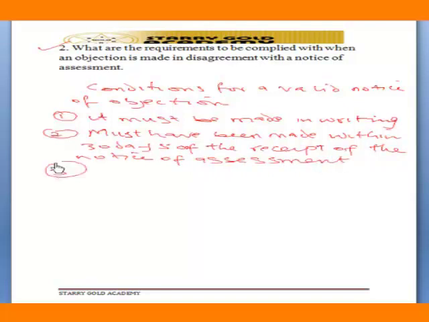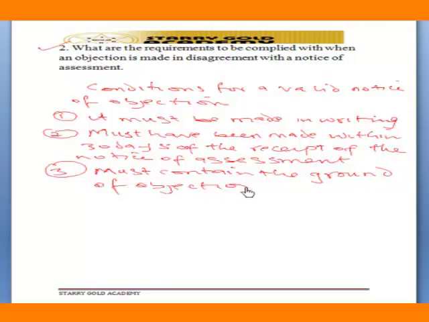Three points here. It must contain the grounds of objection. In other words, the reasons for objecting. Grounds of objection. The reason why the taxpayer is saying no to that assessment.